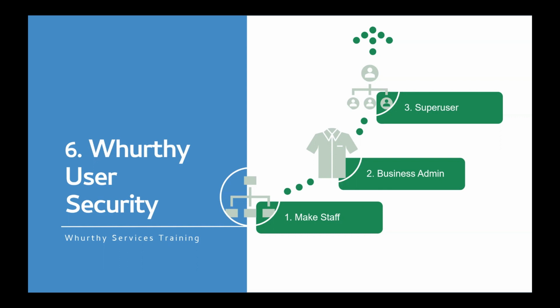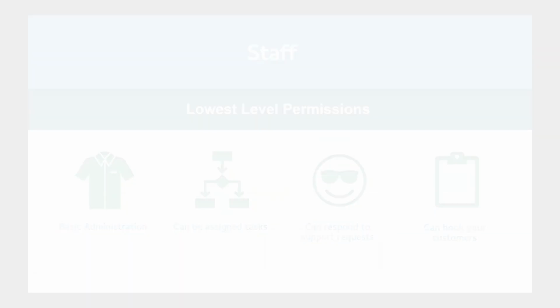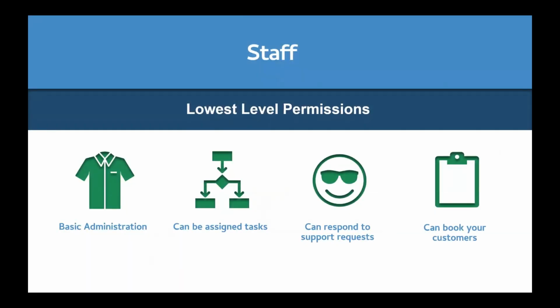But before we do that, we're going to review what each of these levels of security can do within the Whurthy Services application. Staff accounts have the lowest level permissions. They can be considered as basic administration level accounts. They can be assigned tasks, and they can respond to support requests, and they can book your customers into openings.